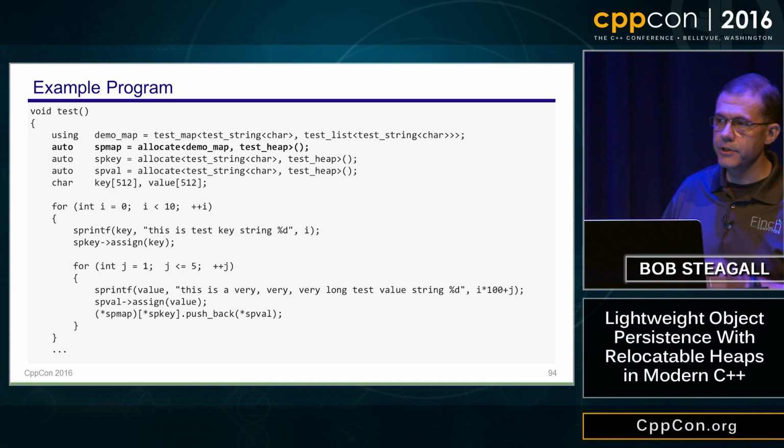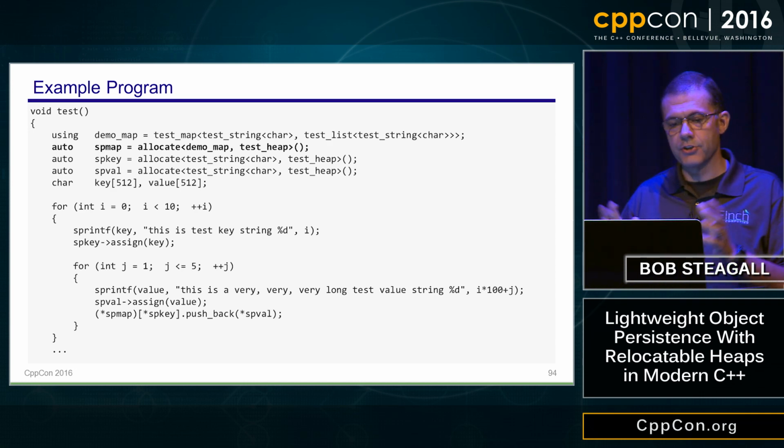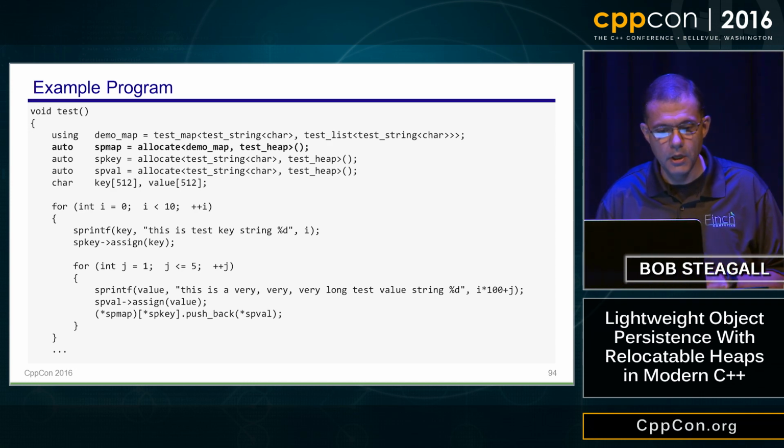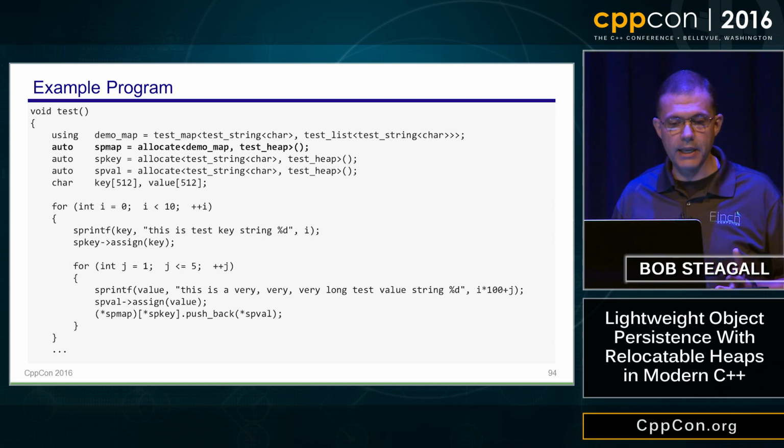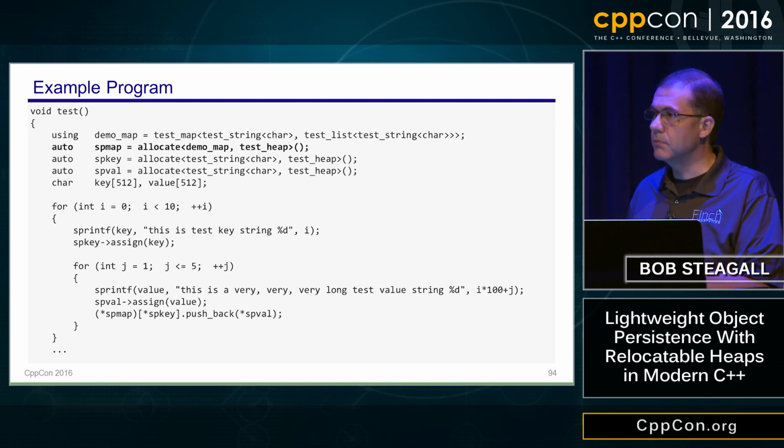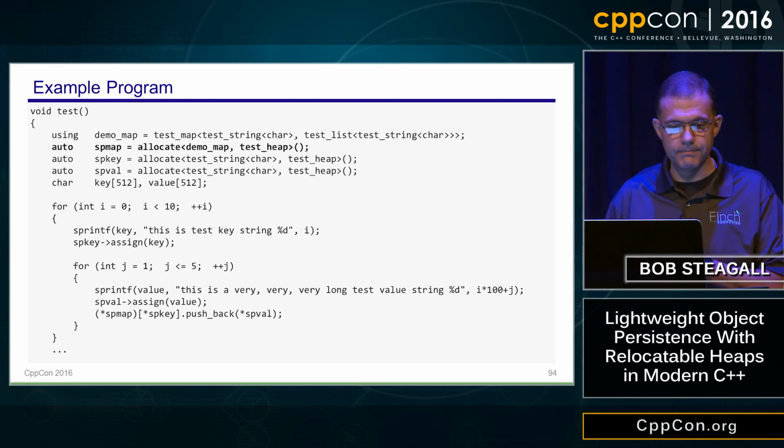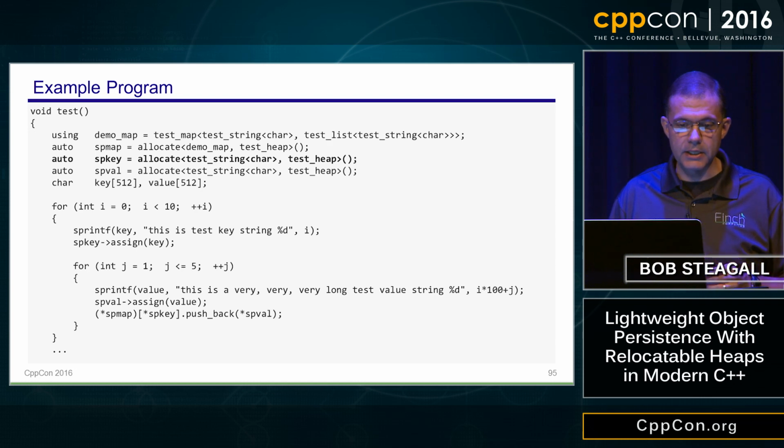Now, the allocate function here is a simple helper function which is off screen, and I'm not going to show it here. But what it does is it allocates an object of type demo map using the test heap allocation strategy. I'm also going to allocate a work buffer for my key strings. Here I'm just going to implement a test string, and I'm going to use that as a buffer. Likewise, I'm going to allocate a string to be used as a work buffer for my value strings that will go in the list.